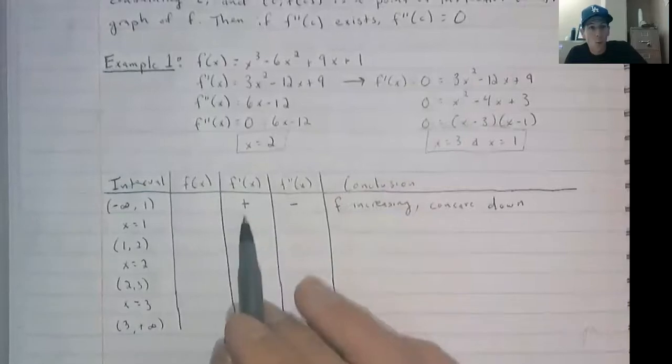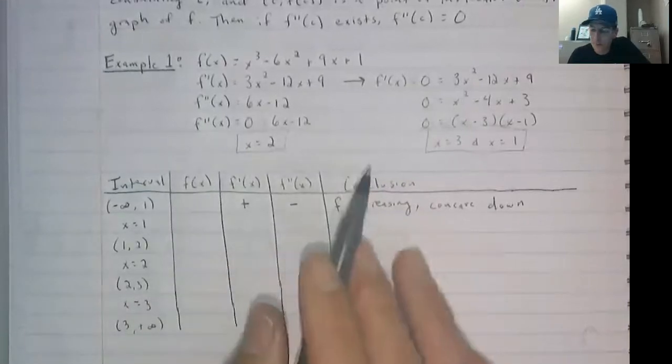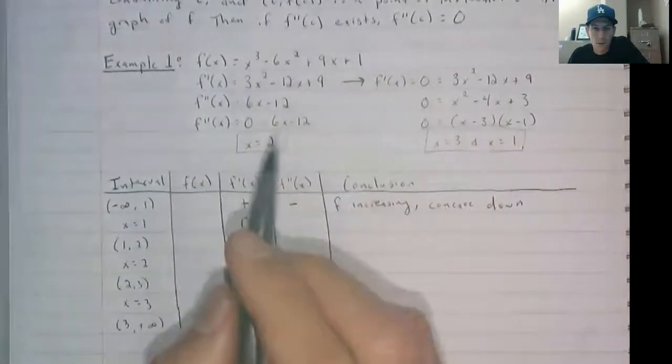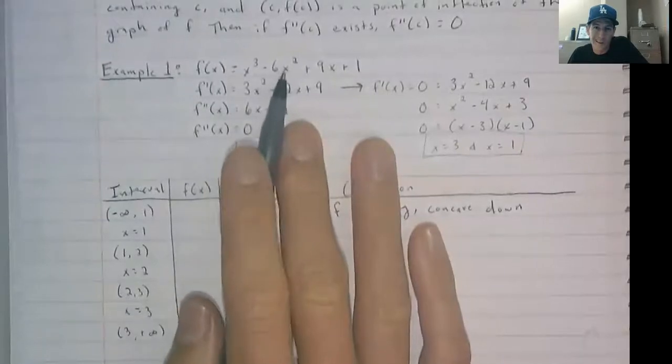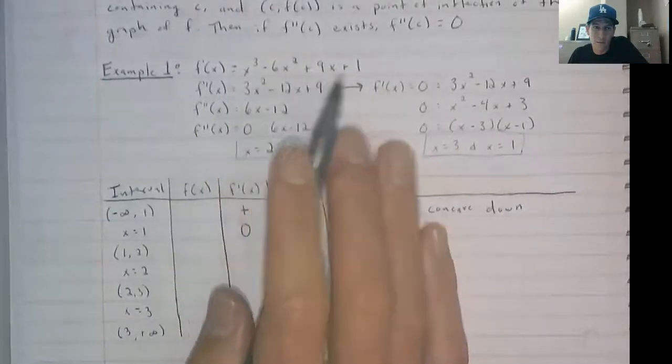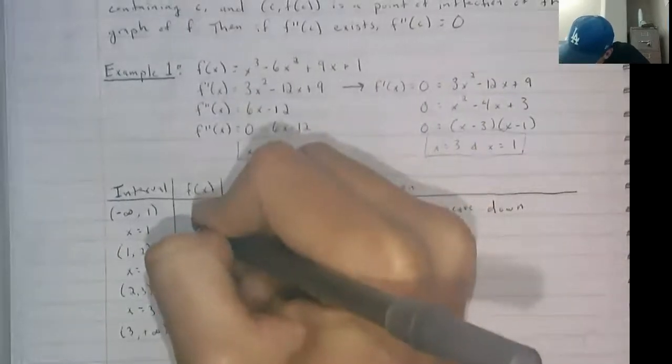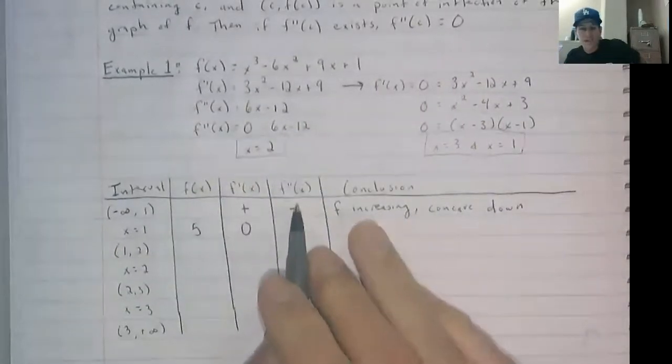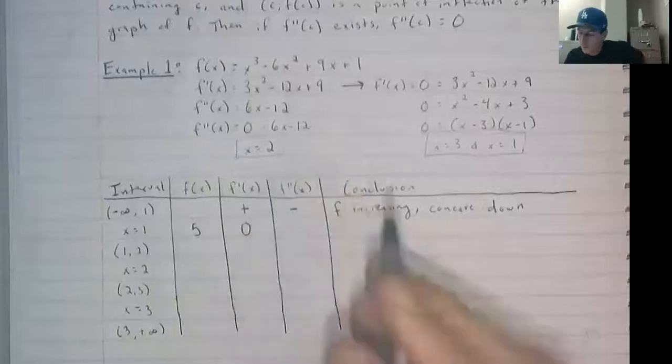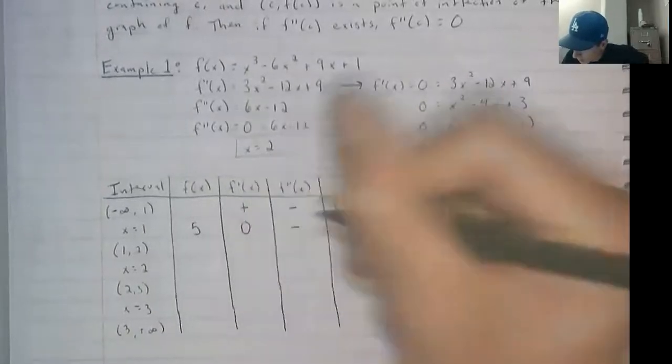Okay, well then at 1, that's our first 0 of our first derivative. And if we wanted, we could have a function value too. Plugging in a 1 here, we get negative 5, positive 4, we get 5. Our second derivative at 1 is still negative, so we're still concave down.